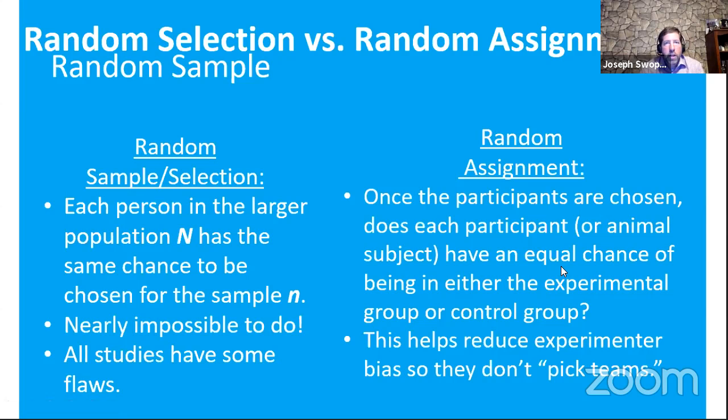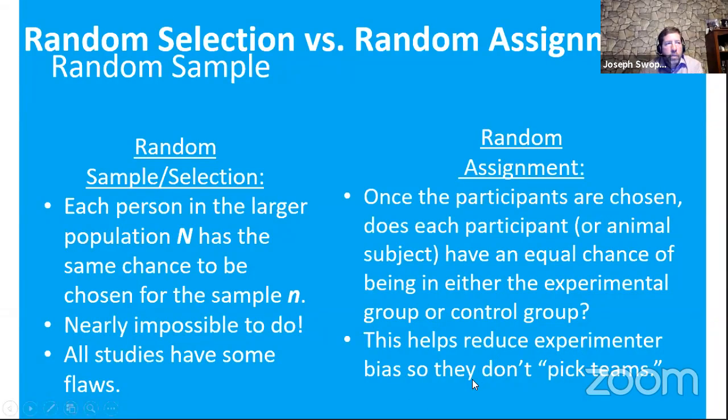So let's say you get your group of 50 research participants, volunteers, they want to help you out. They want to be a part of it. It's exciting. Once you get your 50, how do you divide them into the experimental group or control group? And you want to find a random way to do it, whether it's just as simple as rolling a dice or using a computer number generator or something like that. And this helps reduce experimenter bias.